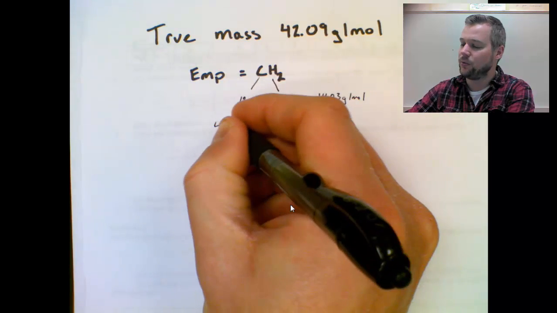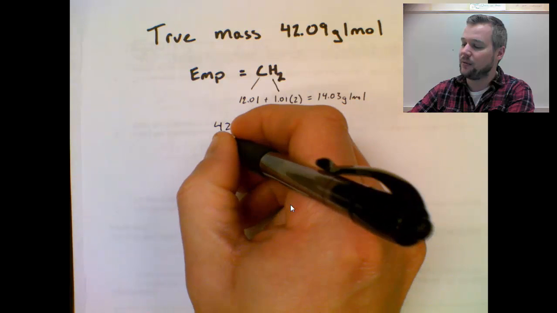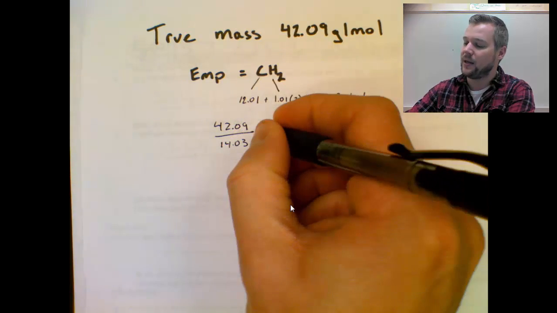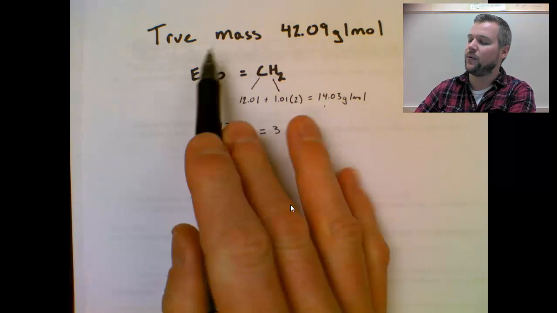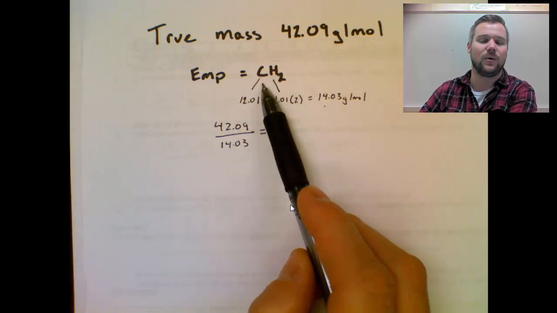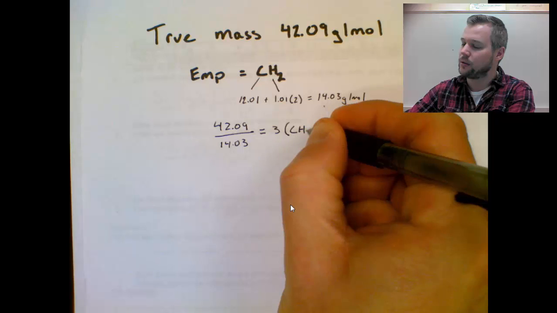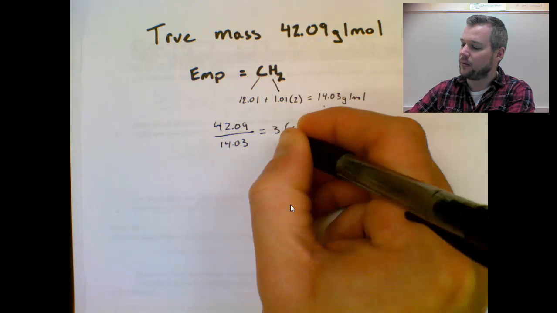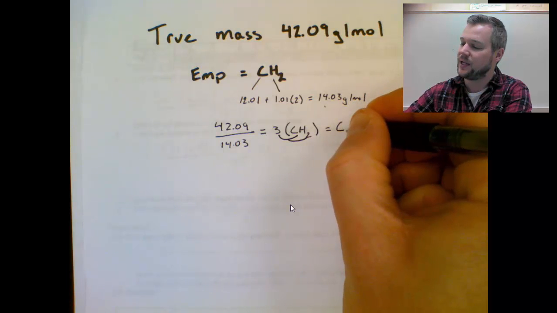So 42.09 divided by the 14.03, that ends up equaling the number 3. So that's telling me that this true formula is 3 times bigger than this empirical formula, so I need to make my empirical formula 3 times bigger. So this 3 gets hit on to both subscripts.